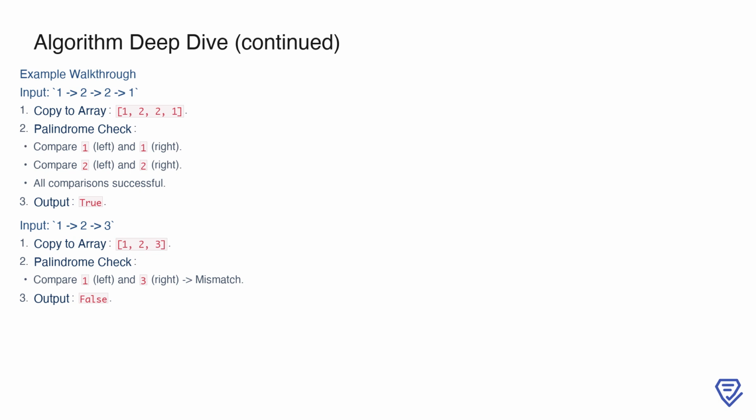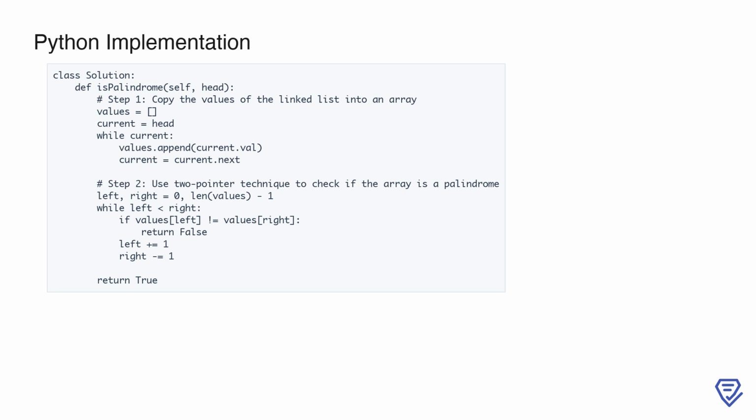For a different input, such as 1-2-3, we copy the values into the array 1, 2, 3. Comparing the values at the ends, 1 and 3 do not match, so we immediately return false. This example demonstrates how the algorithm efficiently identifies whether a linked list is a palindrome by leveraging the array-based approach and two-pointer comparison method. This implementation solves the problem of determining whether a singly linked list is a palindrome. The solution uses a straightforward approach by converting the linked list into an array, which simplifies checking for palindromic properties.